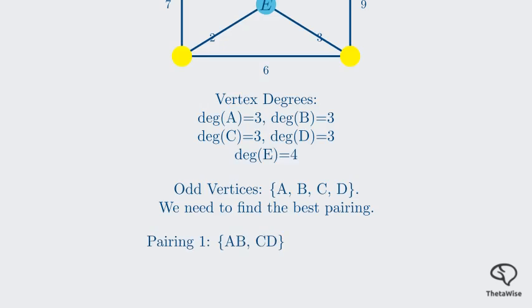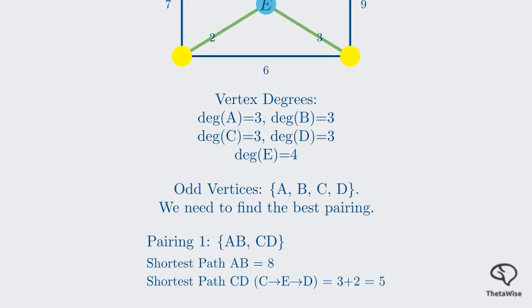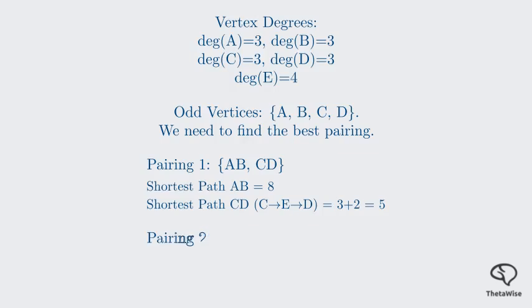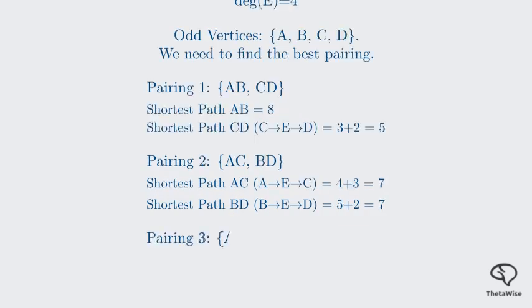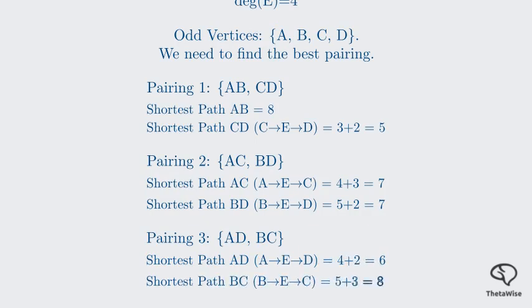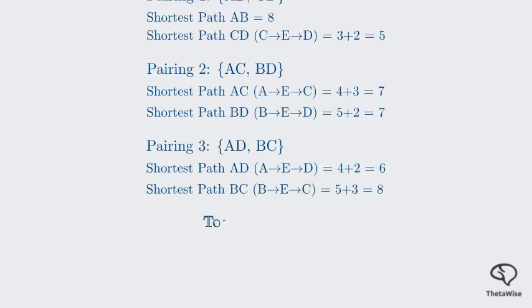First, let's find the shortest path between every pair of odd vertices. The shortest path from A to B is the direct edge AB, with weight 8. From C to D, the shortest path is C to E to D, with a total weight of 5. For our second pairing, A to C via E has weight 7, and B to D via E has weight 7. Finally, the shortest path from A to D via E has weight 6, and from B to C via E has weight 8. Now we compare the total weights for each pairing.